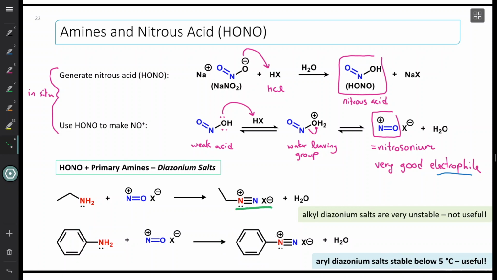Now, just by looking at these structures, you probably guess these are not very stable. The alkyl diazonium, really not stable. It's generally not synthetically useful. The aryl diazonium, it's also not super stable, but basically at 0 degrees, it's okay. Basically below 5 degrees Celsius. So if you make it in situ in a really cold reaction, it can be used. So all of these will always be aryl diazonium. Do not use alkyl, right?